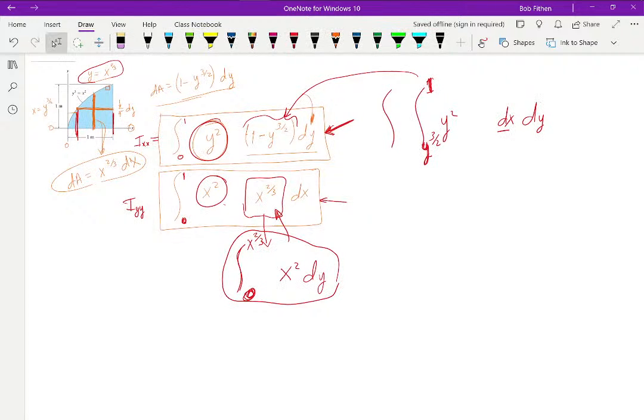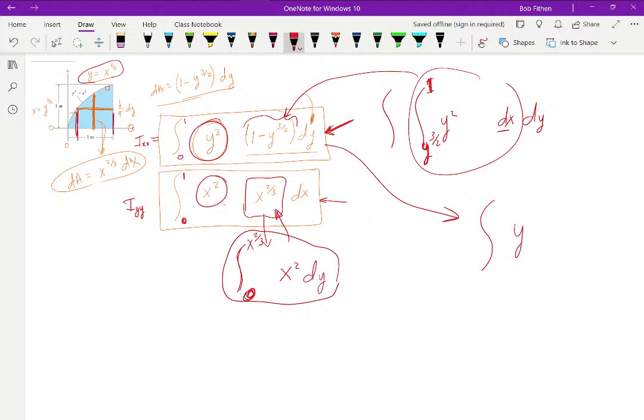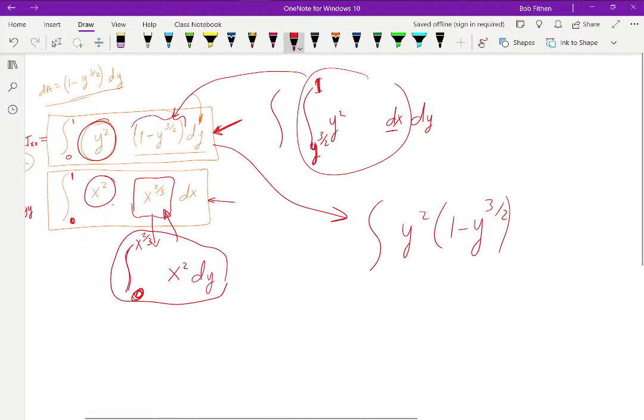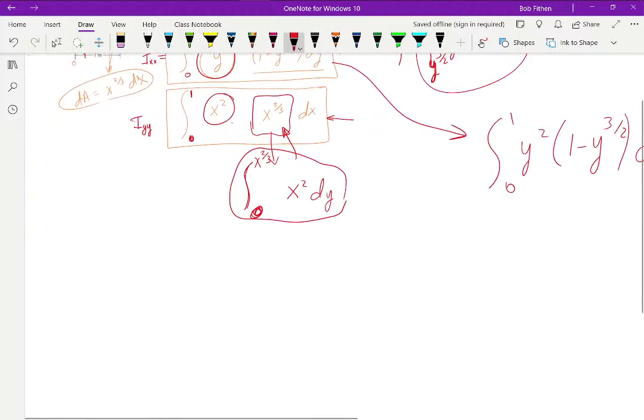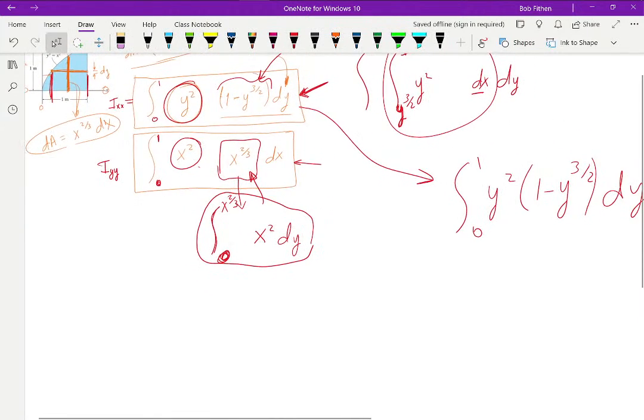So I don't think I finished this problem. Let me finish it, and I'll essentially have two answers here. So, okay, we already showed that this internal integral is what gave you that. So now let's go down and solve this one, which is the y squared times 1 minus y to the 3/2 dy evaluated from 0 to 1 gives me something. And this one will be my Ixx. The Iyy will be this one.